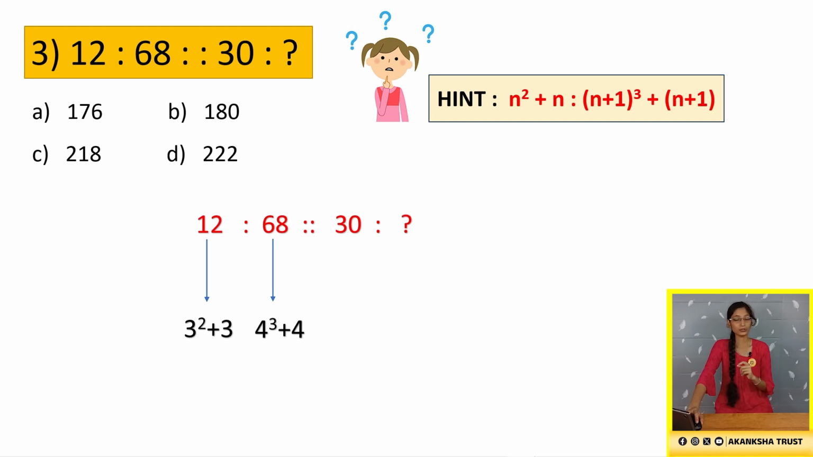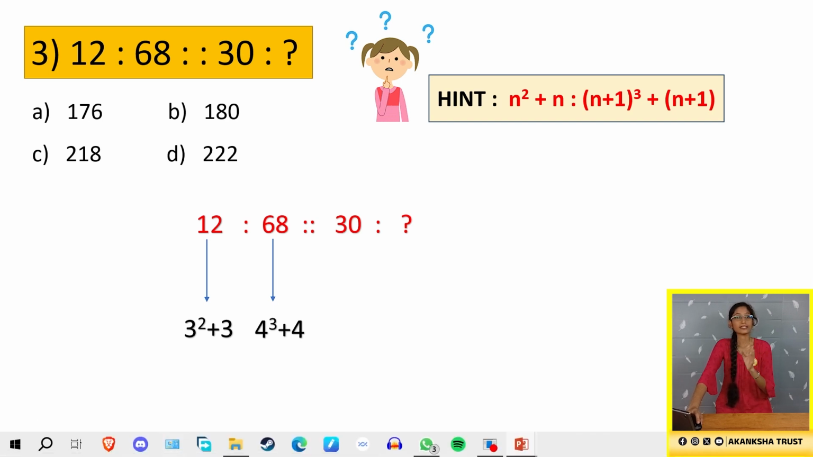So doing the same pattern to the next set of numbers, 30. First of all, you have to square that number. Which perfect square is very near to 30? Okay, let's see.